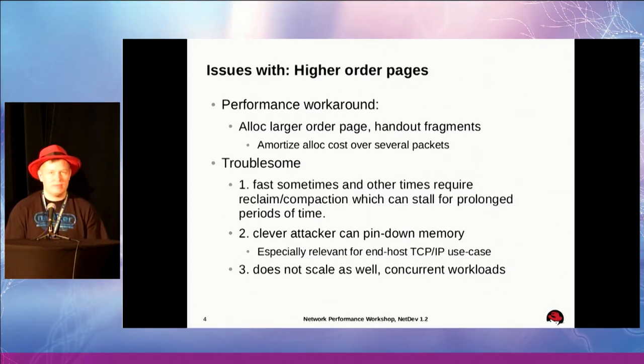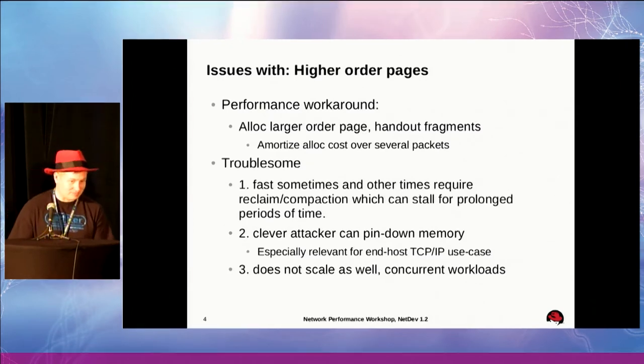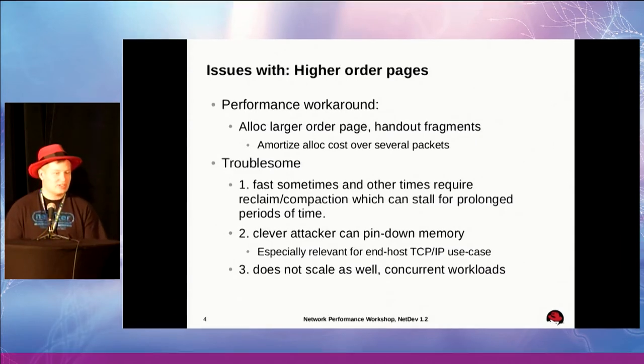Generally, when you call the memory allocator directly for allocating these large order pages, you're not sure you can actually get one. You can also get issues with the memory allocator all of a sudden going into reclaim or compaction and stalling for a period of time, which is something you definitely do not want at these speeds. And it does not scale well on multicore workloads to allocate anything higher than order zero pages, because there's a central lock in the page allocator that everybody has to grab.